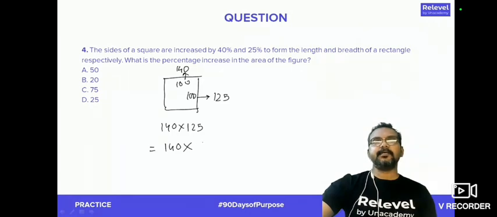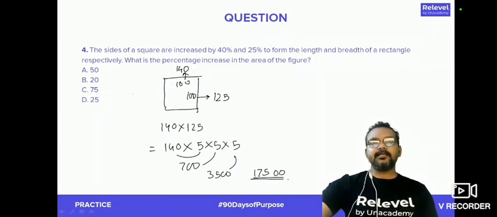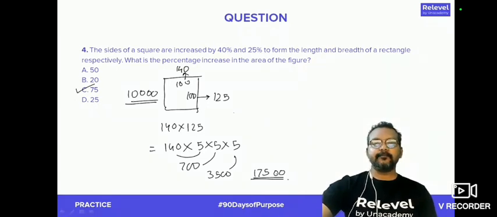125 is basically 5 times 5 times 5. So let's just multiply 140 times 5, 700 times 5, 3500 times 5 would be 17500. But the initial area was 10000. Clearly the increase is 7500 by 10000 times 100. It would be 75%. So that is option C.